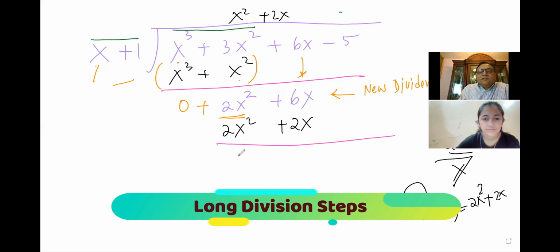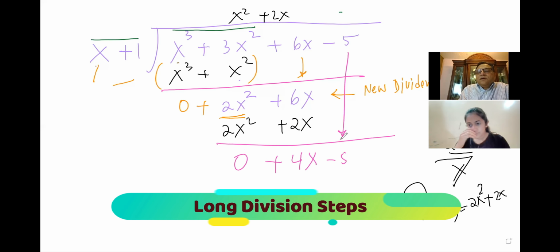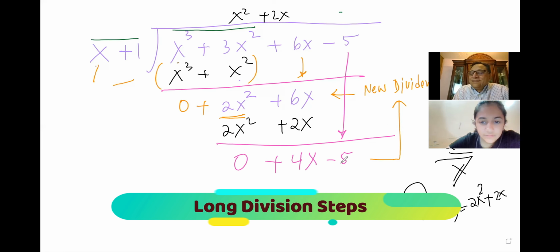When you take the difference, this again becomes 0, right? And what is this? 4x minus 2x? 4x. And now bring down the next term, which is minus 5. Do you see that? Yes. Now this becomes the new dividend, right? So the dividend changes, but the divisor is the same, right?